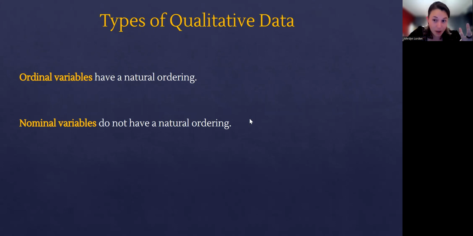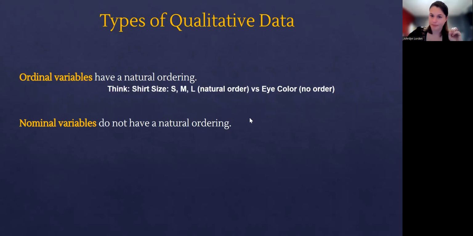So ordinal might be like alphabetic, right? That's not a number, but we know that the alphabet has a certain order that it goes in, A, B, C. Whereas nominal variables do not have a natural ordering, like what color is your hair? Well, blonde doesn't go before brown, and brown doesn't go before blonde. There's no particular order it needs to be in, so that would be a nominal variable.